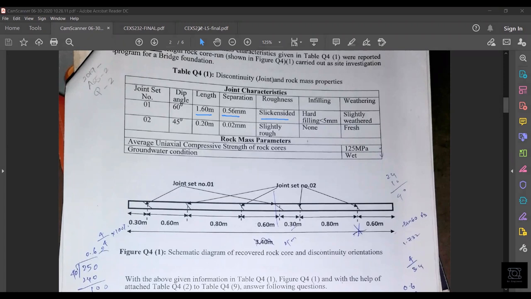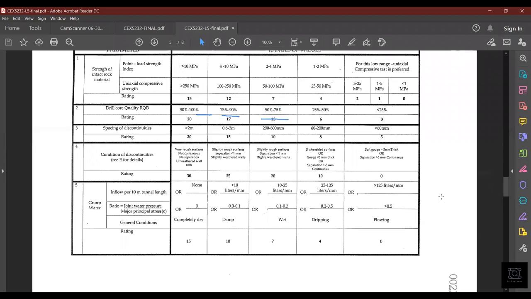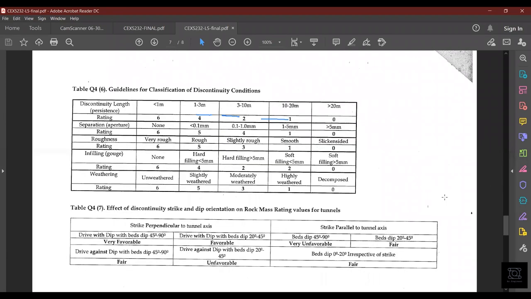Those RMR values are given in another chart, and that chart is right here. If we see for joint one, the length is 1.6 meters, so the RMR is 4. For joint one, the separation is 0.56, so again 4. And then it is slickensided, so it is 0. You have to just find out the specific values.